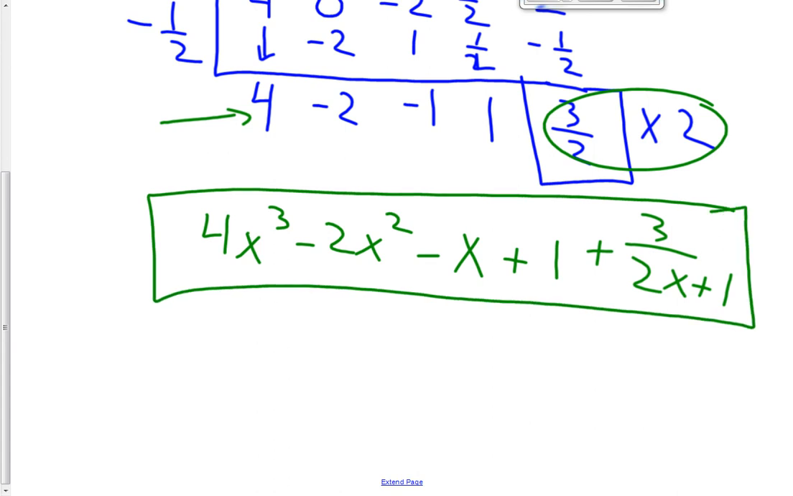There's our quotient, and that is how we do synthetic division with a coefficient other than 1 in front of my divisor. What we're going to do, class, is we're going to do problems number 5 and 6 in class tomorrow. So bring your notes tomorrow. We'll do number 5 and 6 together as a whole group activity. Let me know if you have any questions after doing number 5 and 6 tomorrow.